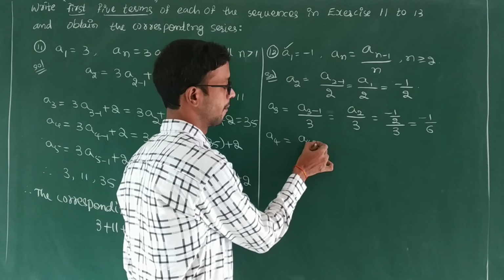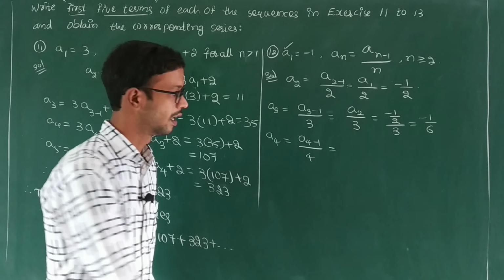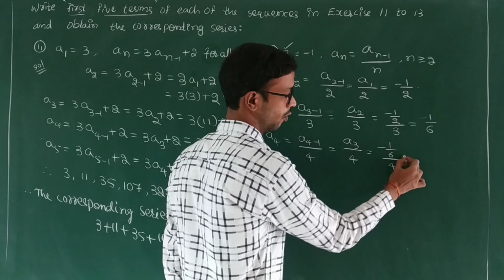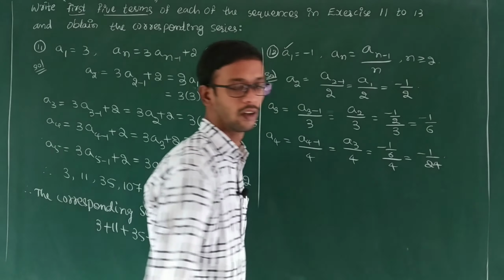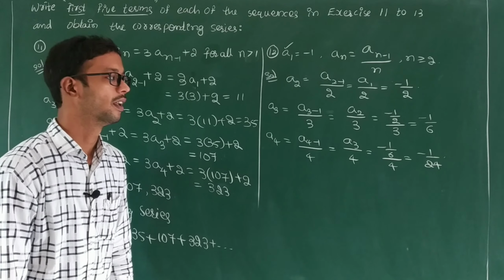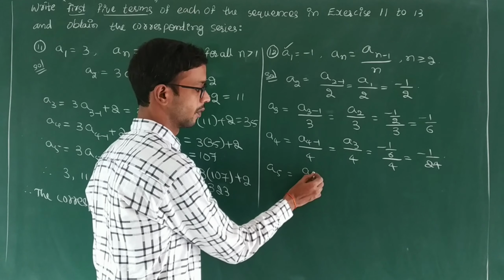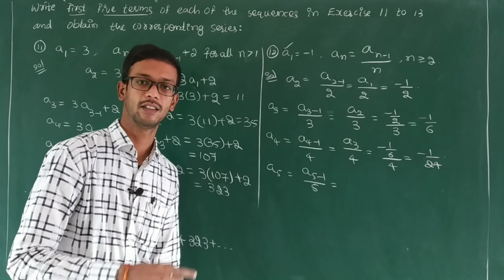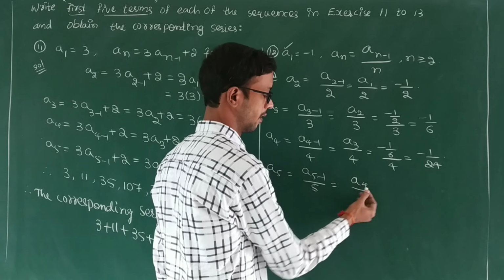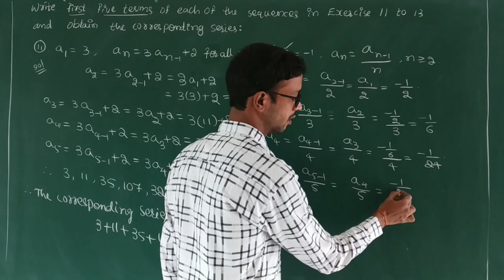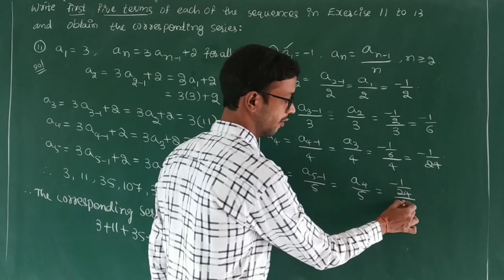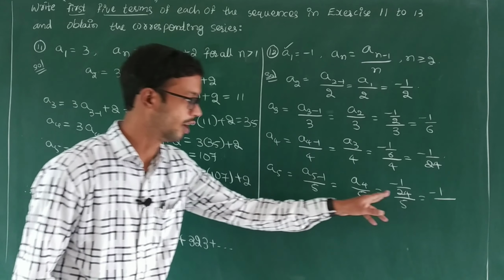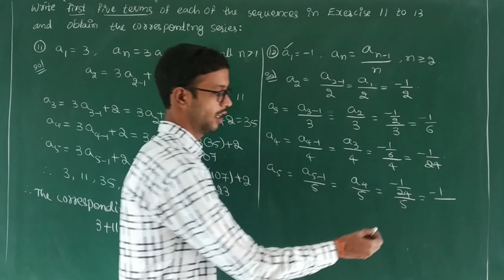a4 is a3 divided by 4. Minus 1 by 6 by 4 is minus 1 by 24. Next, a5: a5 minus 1 is nothing but a4 divided by 5. Minus 1 by 24 divided by 5. 24 fives are how much is that? 120.